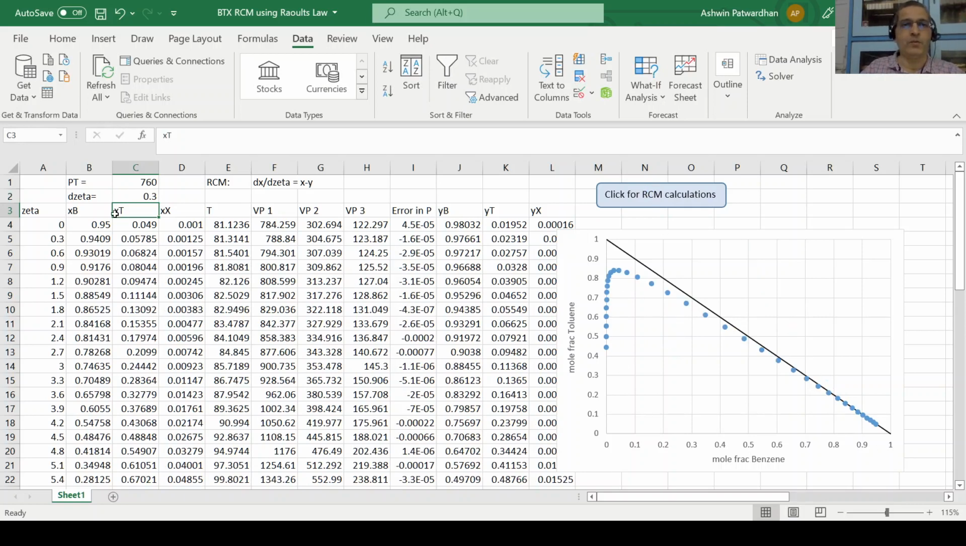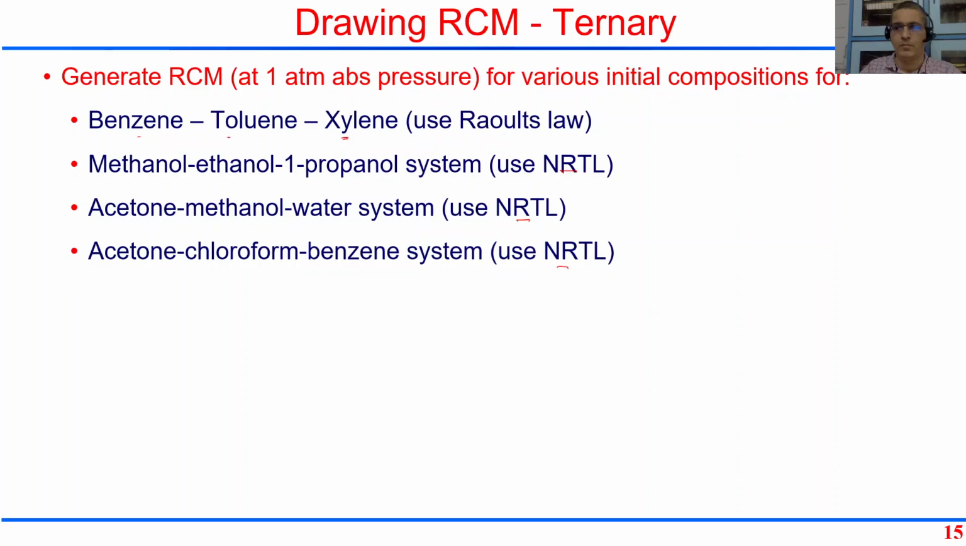So this is how I want you to do the residue curve map calculations for different systems, using now not just the Raoult's law, but now using the NRTL model or some thermodynamic model, because now the systems are going to be non-ideal. They are going to show azeotropes and so on.